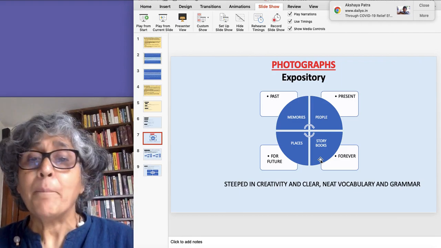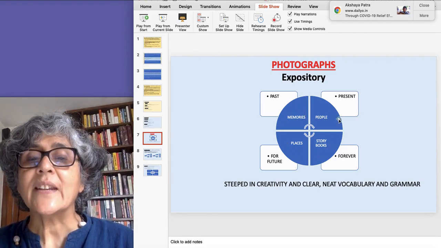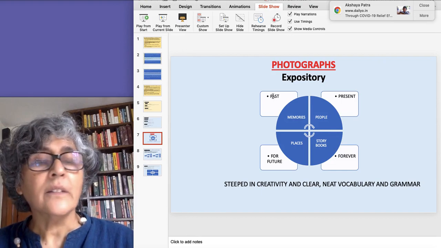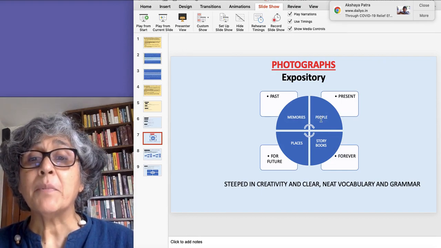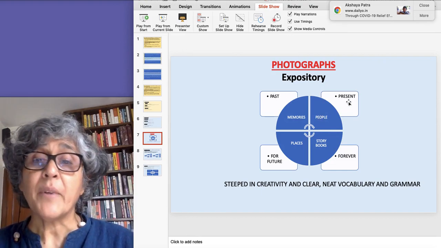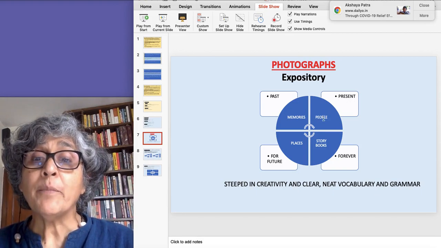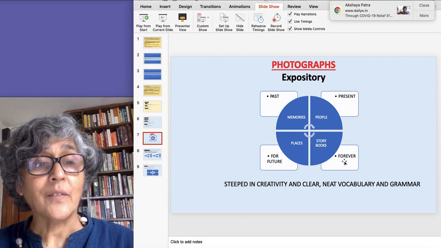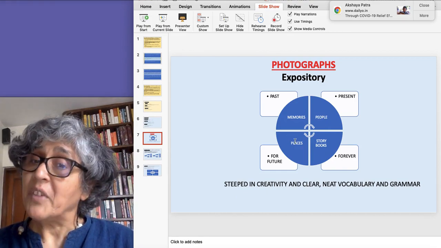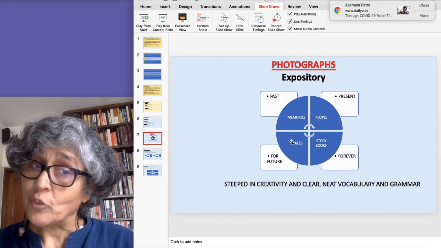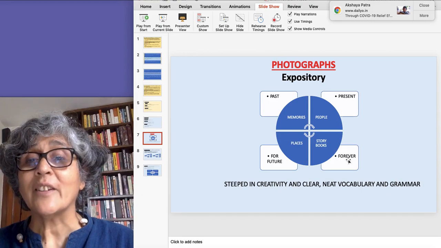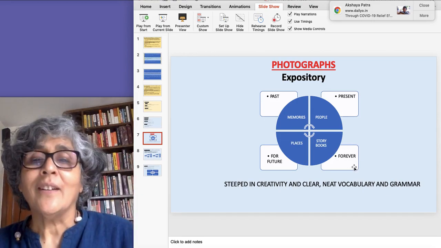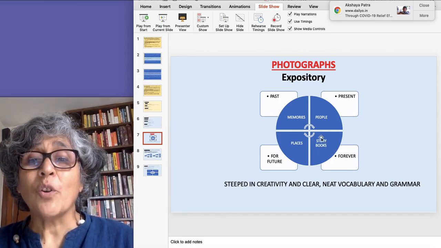Yes. Apart from this, everything is linked to the past. They are all memories of the past. They are people probably of the past and the present. Yes. Or they are people forever important in our lives. Places we have visited in the past, places associated with the present, and places that will remain forever etched in your memory. They are storybooks.